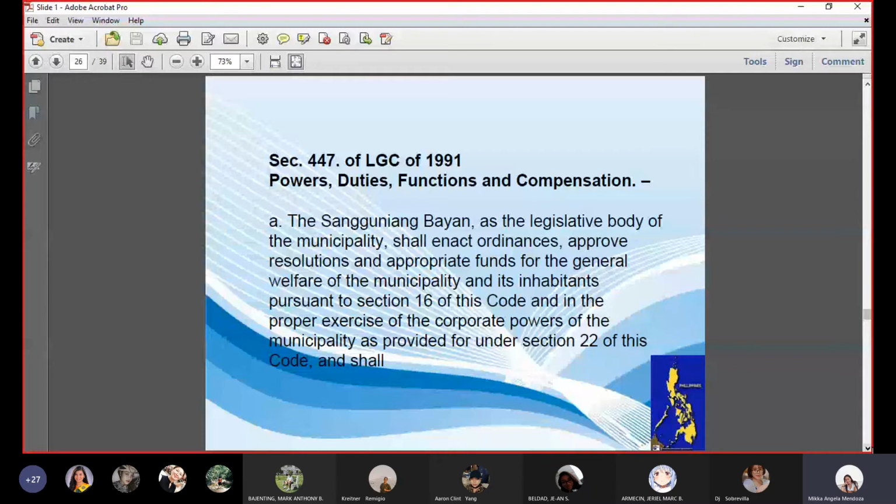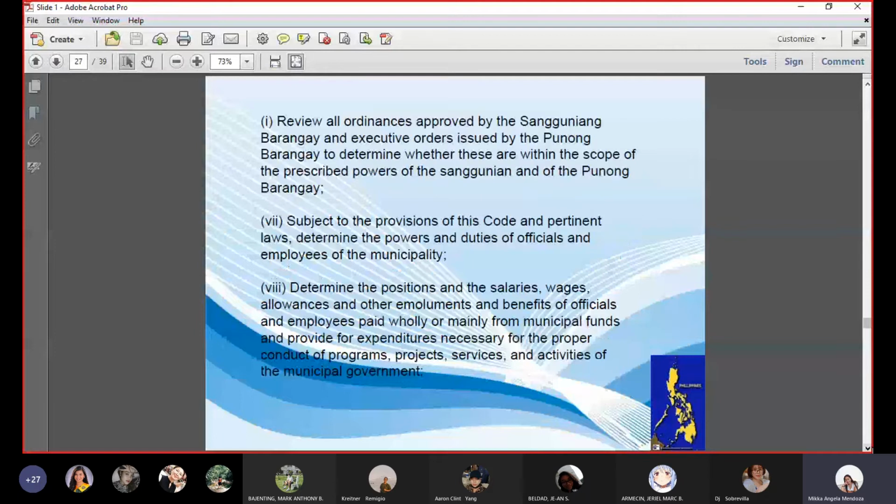They review all ordinances approved by the Sangguniang Barangay, gikan sa barangay, and executive orders issued by the punong barangay. So determine whether these are written within the scope of the prescribed powers of the Sanggunian and of the punong barangay. These are subject to provisions of this code and determine the positions and salaries, wages, allowances, and other emoluments and benefits of officials and employees paid wholly or mainly from municipal funds.